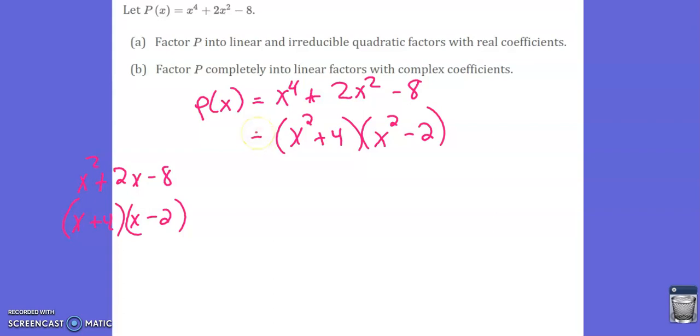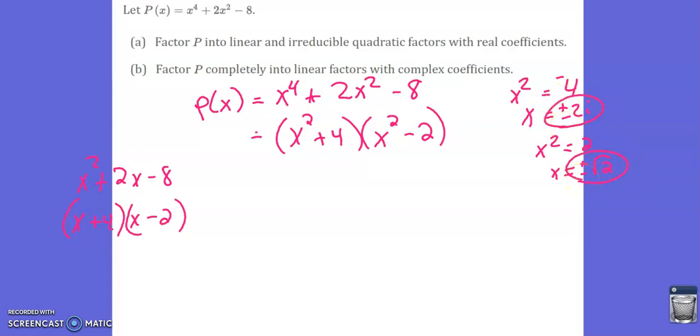But this right here factors to that, and then what you do need to do is solve those. So if you set those equal to zero, x squared plus 4 equals 0, you're going to get x squared equals negative 4, which means x equals plus or minus 2i. And then the same thing with x squared minus 2, set that equal to 0, and you're going to get plus or minus the square root of 2. So notice I have all 4 of my zeros, so there's 2 of them, and there's 2 of them.